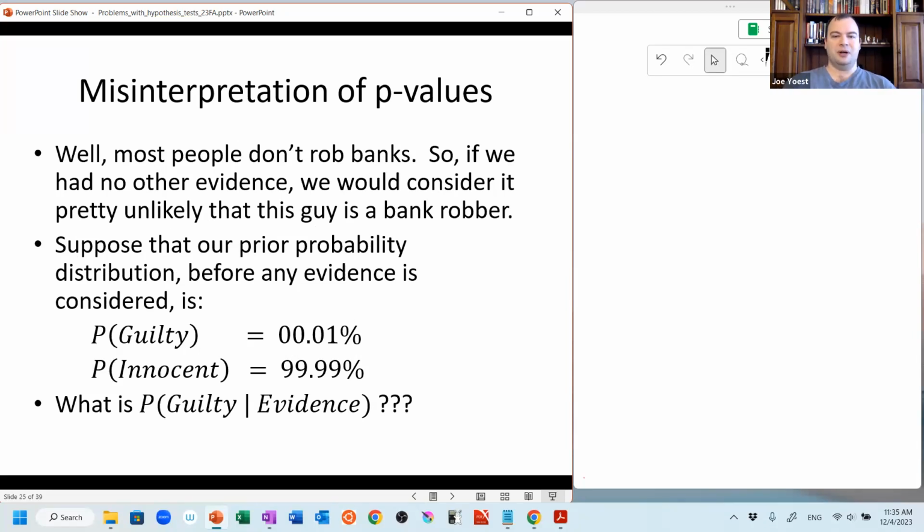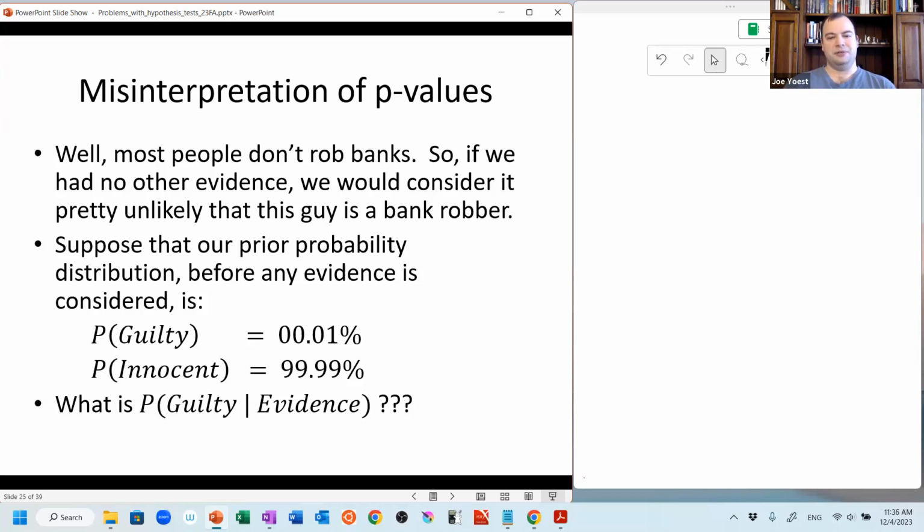Most people don't rob banks. The prior probability that somebody randomly chosen from the population has robbed the bank is very, very small. So with no other evidence, we consider it very unlikely this guy is a bank robber. So before the trial, let's say our prior distribution is probability of guilty 0.01%, probability of innocent 99.99%. These numbers are roughly taken off of the FBI's crime statistics. The probability of guilty would even be a little bit smaller than this, but I just rounded it to 0.01%.